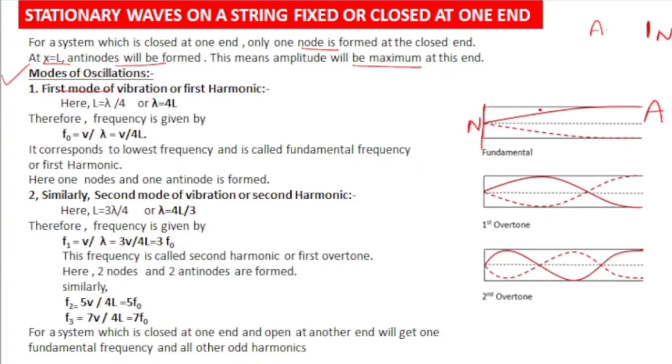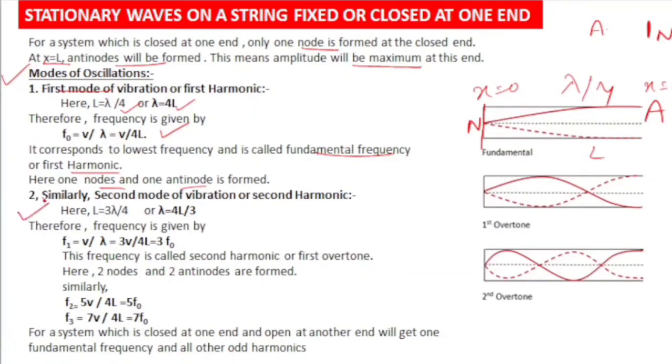So in the case of the first mode of vibration, what is the distance between the node and the antinode? Lambda by 4. So the length of the string L, with x from 0 to L, is equal to lambda by 4, so lambda is 4L. From there you get the frequency, f equal to v by 4L. This frequency is again the lowest frequency. It is called the fundamental frequency or first harmonic. Here one node and one antinode are formed.